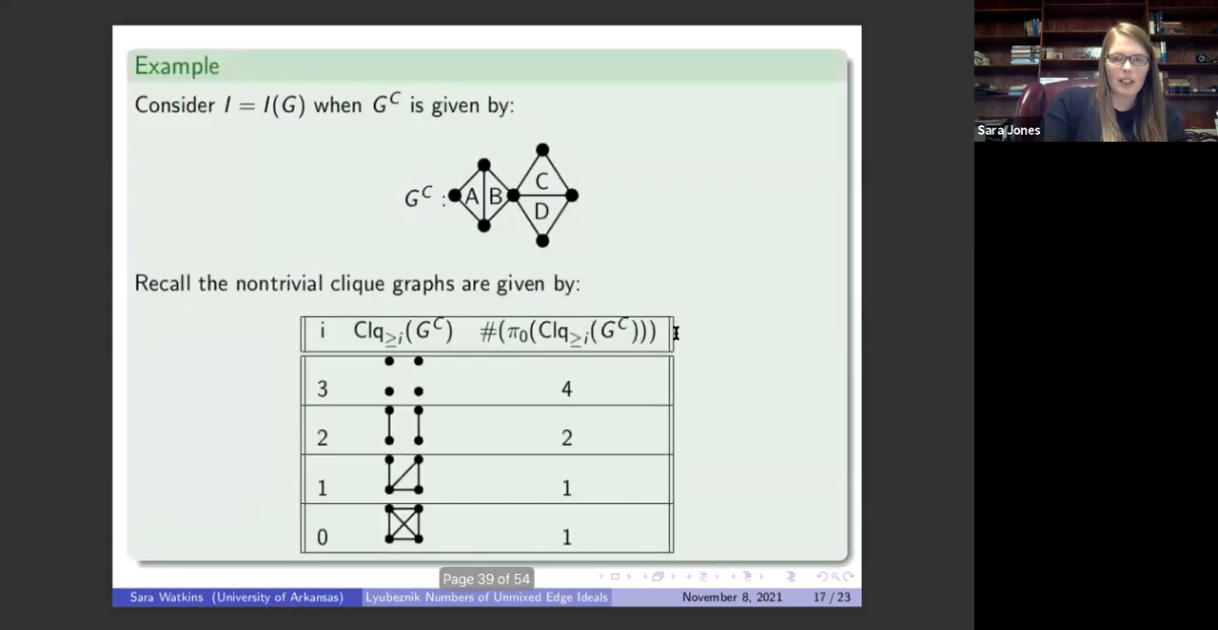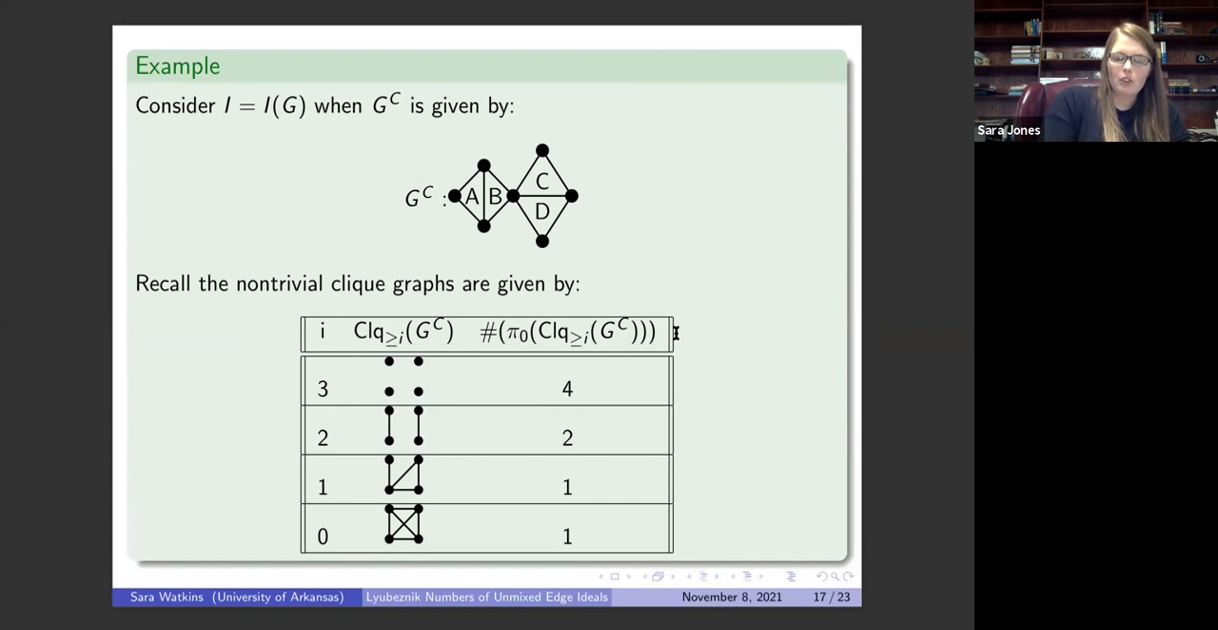Okay, so let's look at an example. We'll return to the example we just found all the click graphs for. So consider the edge ideal when the graph complement is given by this graph. We have maximal clicks A, B, C, and D, and again, that's going to give us points A, B, C, D in our click graphs. So we see that the 3 click graph has 4 connected components, and that the 2 click graph has 2 connected components, and then 1 connected component in each of the 1 and 0 click graphs. We see that modeled in that table as well.